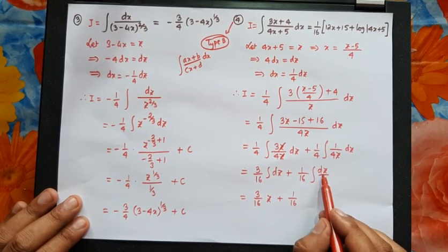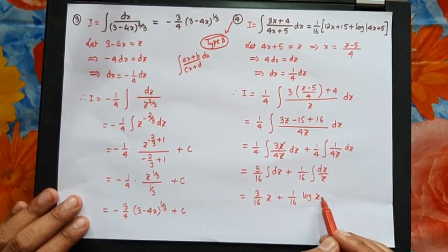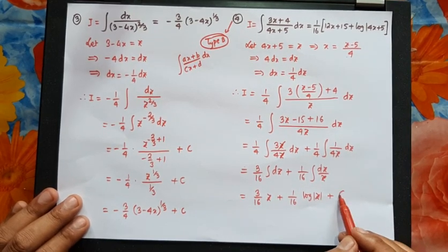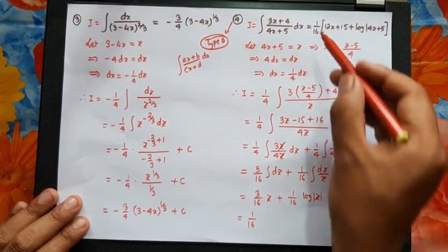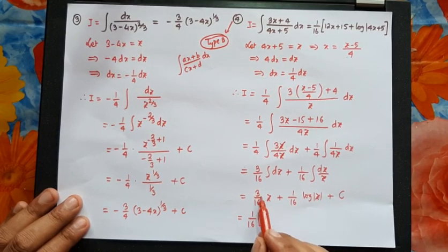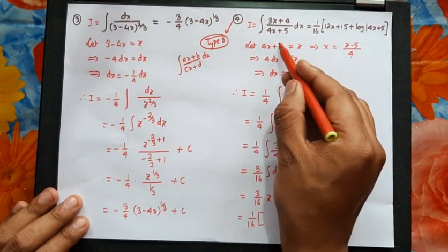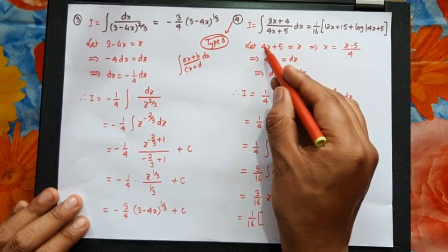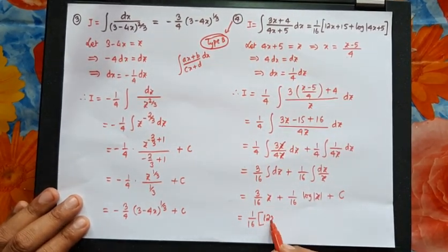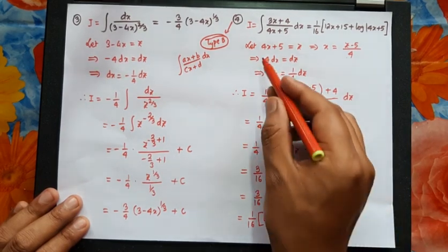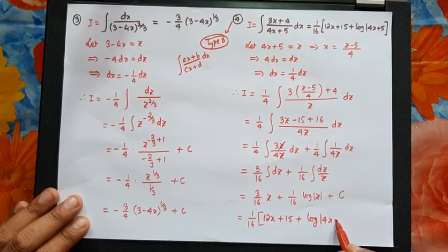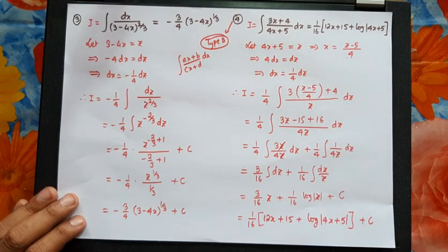Now from here it will be log z, so you can put modulus, with constant of integration. Let me take 1 by 16 common. So here we have 3z left, right? Z is equal to this much, so 3z will be equal to 3 into 4, that is 12x, plus 3 into 5, that is 15, plus log z. And what is z? Z is equal to 4x plus 5, right, with constant of integration. So you may pause the video to note down.